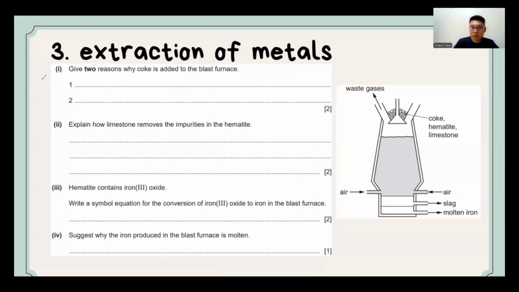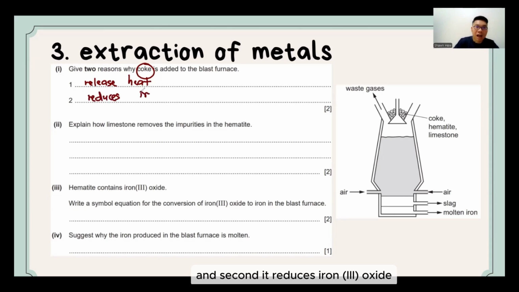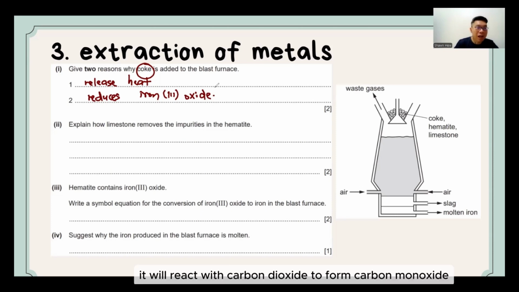That's all. Next, give 2 reasons why coke is added into the blast furnace. Just now we already said it releases heat. And second, it reduces iron trioxide. This is the main reason for adding coke. Of course, you can say it will react with carbon dioxide to form carbon monoxide, because carbon monoxide is the main reducing agent.